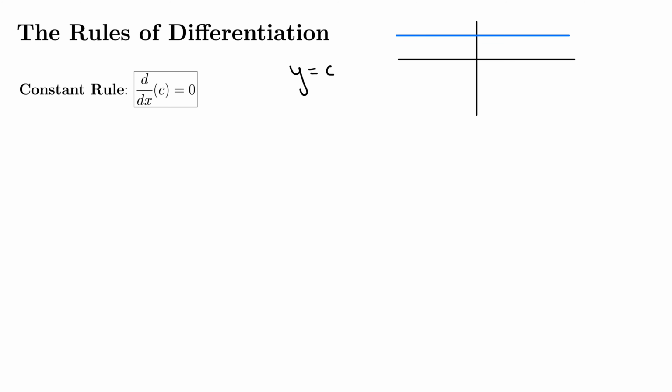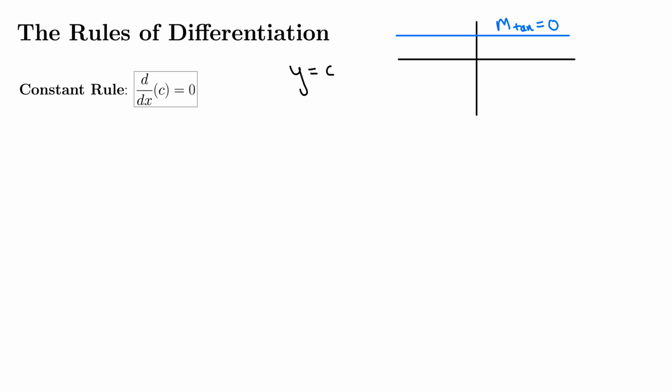Well, what's the slope of the tangent line for any point on a horizontal line? It's always 0. The slope of the tangent line to a horizontal line is always going to be 0. Thus, the derivative of any constant, well, that's just the slope of the tangent line, so of course that is also going to be 0. So that's a good start.